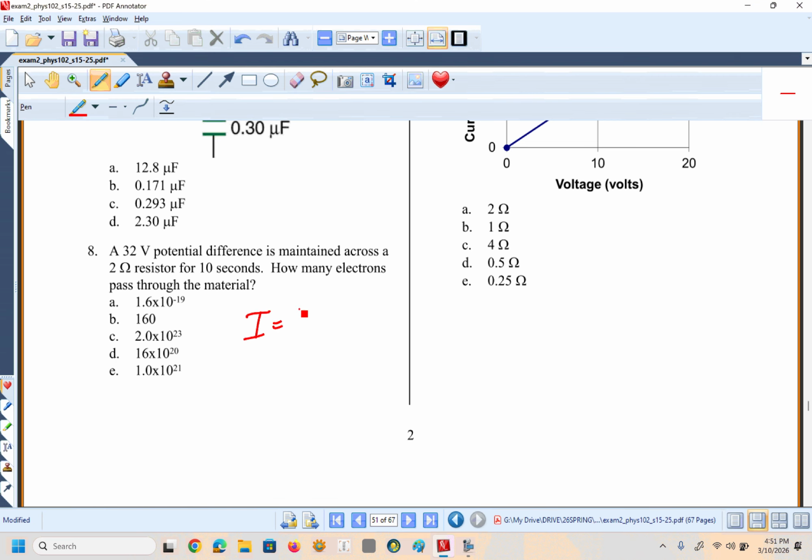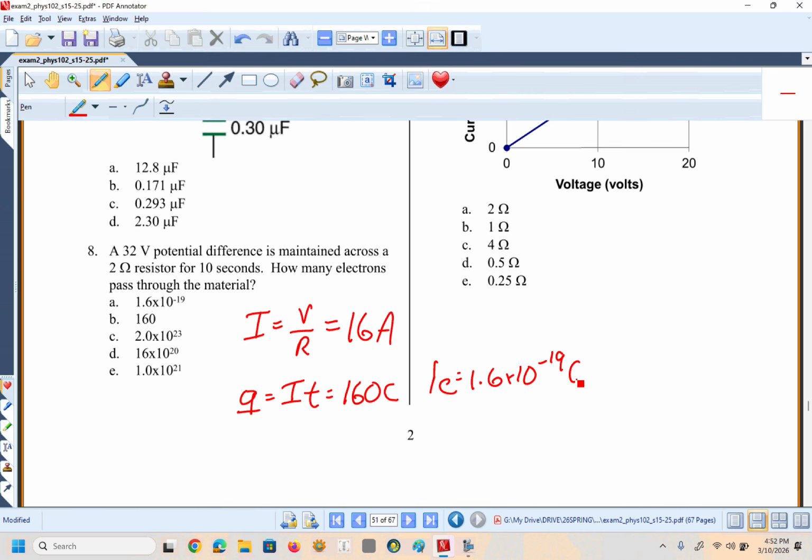I is equal to V over R. That's what you do first. Define the current, that's 32 over 2, so that's 16 amps. And then I want to know Q. Q is equal to I times T. So that's equal to 16 times 10, or 160 coulombs. And then I want to know how many electrons that makes up. Well, I know the fundamental unit of charge is 1.6 times 10 to the minus 19 coulombs. And so I just say 160 divided by 1.6 times 10 to the minus 19.